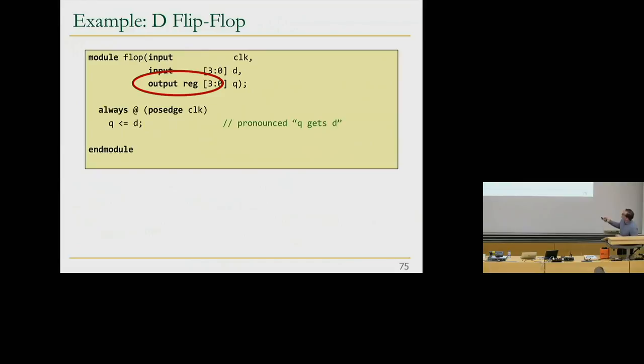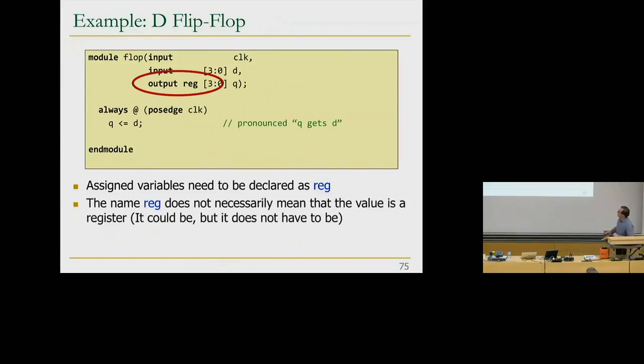If you want to have this D flip-flop, you need to declare the assigned variables as reg. So that's a stateful variable. As I said, this doesn't mean that the value is a register. It could be, but it doesn't have to be. It's basically an assigned value. It has nothing to do with the register construct that we've seen earlier. It just specifies that this is a value that you assign to and that is stateful. We will see examples later again.